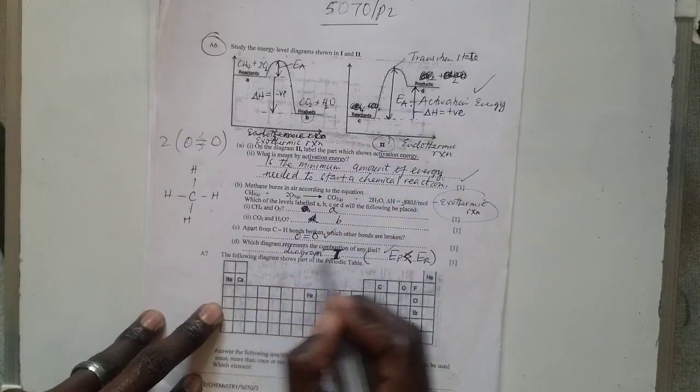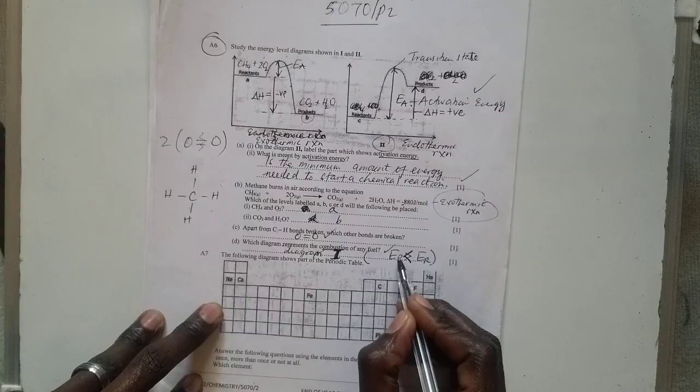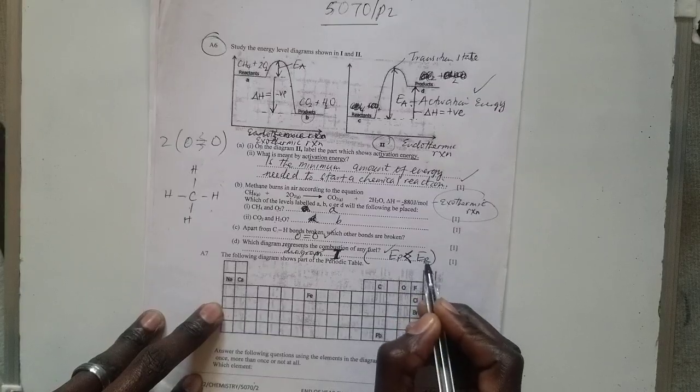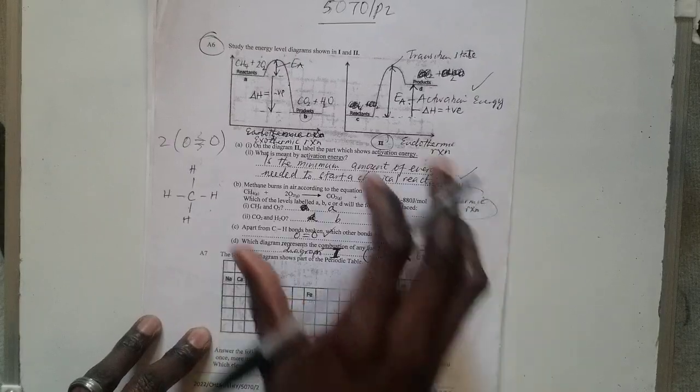And in a combustion reaction which is exothermic, the energy of the products will always be less than the energy of the reactant. So basically this is what you needed to do.